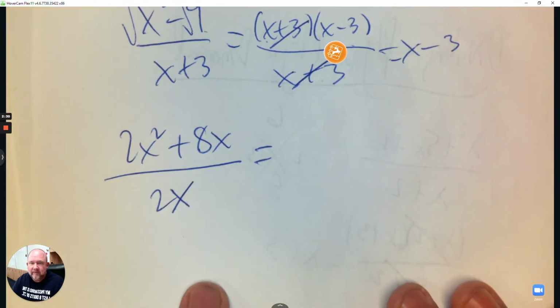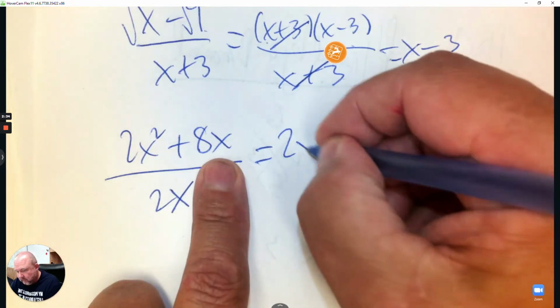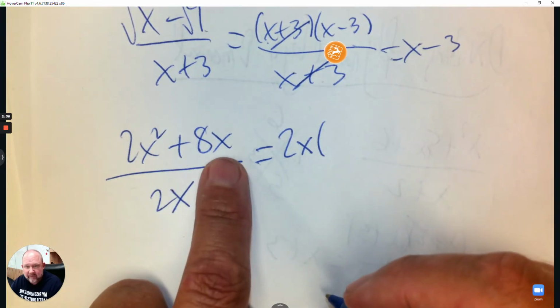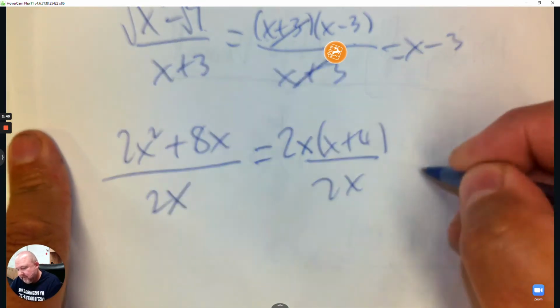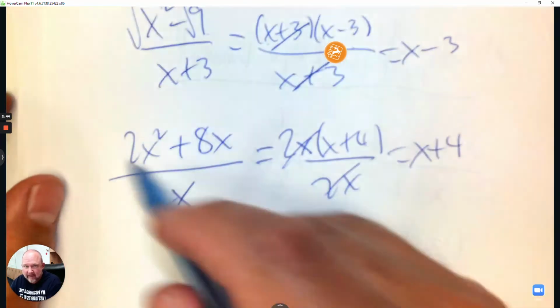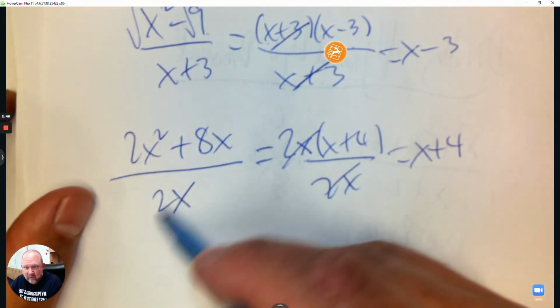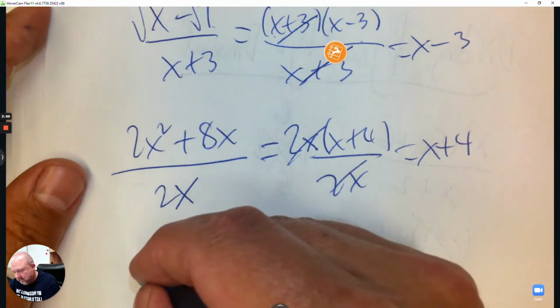So if we have a common factor, we have a binomial adding. What do they both have in common? 2 goes into both evenly, and they both have at least an x. Divide, and then you could divide out, and your answer is x plus 4. So the whole key is to factor the numerator, and then cross out what they have in common, and what's left over is that.